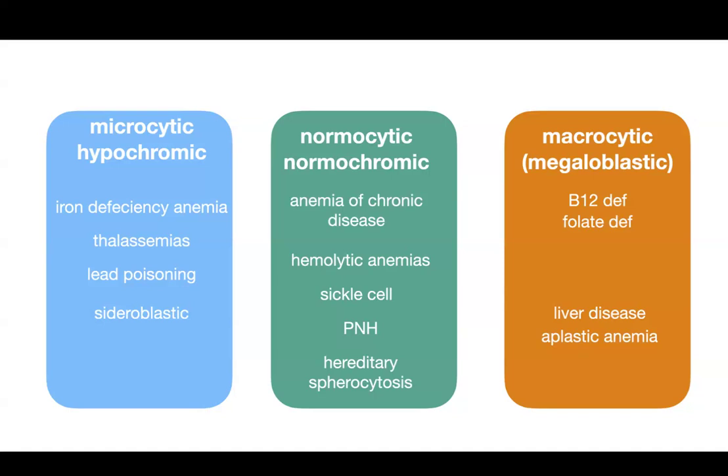Then you have the typical hemolytic anemias. Like we said, they present with jaundice, stuff like sickle cell anemia, paroxysmal nocturnal hemoglobinuria, which we'll probably take at some point, and hereditary spherocytosis. These are all examples of normocytic, normochromic anemia. On the other side, in macrocytic anemia, you would have stuff like B12 deficiency and folate deficiency. When the cause of the macrocytic anemia is B12 or folate deficiency, we call it a megaloblastic anemia.